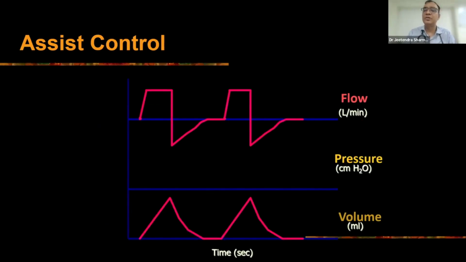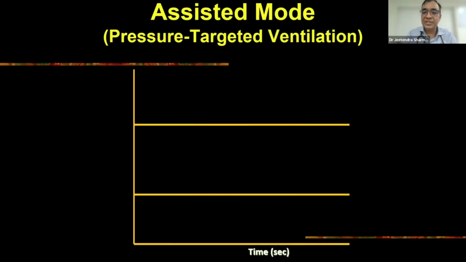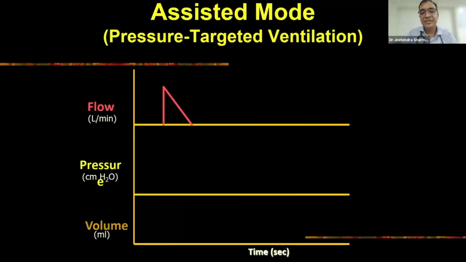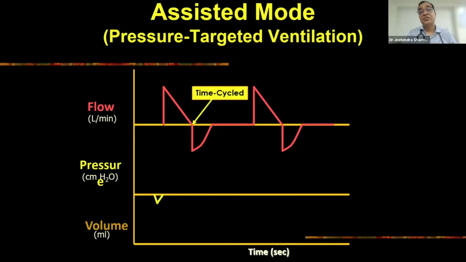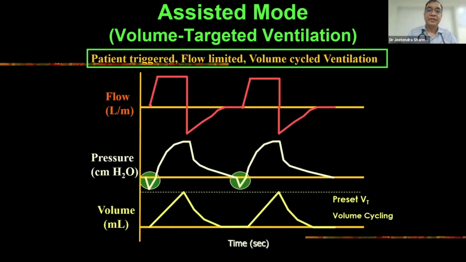Assist control, I guess now you understood. Again, the same: volume assist control, you will have the same thing. Volume assist control: time trigger and patient trigger, flow limit, volume cycle. Pressure assist control, can somebody just memorize it themselves? Time trigger and patient trigger, pressure limit, time cycle. Flow pattern, decelerating pattern. So volume assist control we understood.